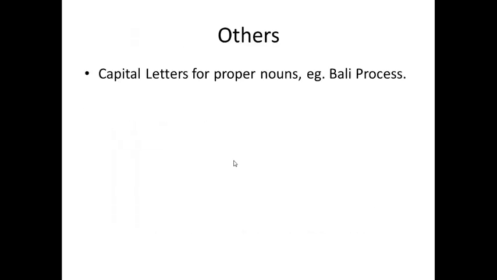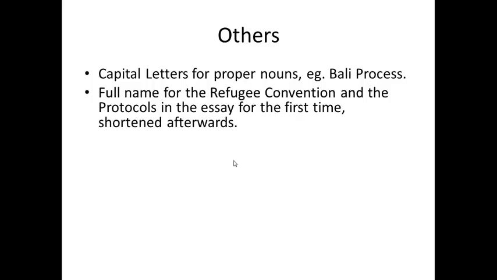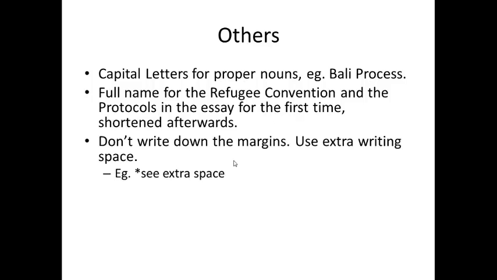Little things, hang on. Capital letters on proper nouns. Capital letters. Full names. If it's the first time you're using it, especially in an essay, use the full name. After that, just call it the Refugee Convention. Don't write down the margins. Melissa, you're terrible at this. You've got to stop it. But so are other people. Once you've used all the space, you can actually use one extra full line under the line. But after that, just move to the extra space at the back. Don't write down the margins. What if there's room on the paper? If there's room on the paper, you can keep going down. Yes, some of them have half a page. But don't write down the side margins.